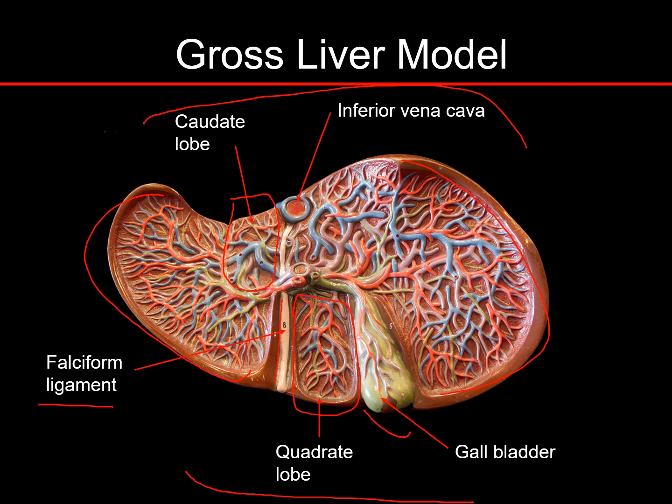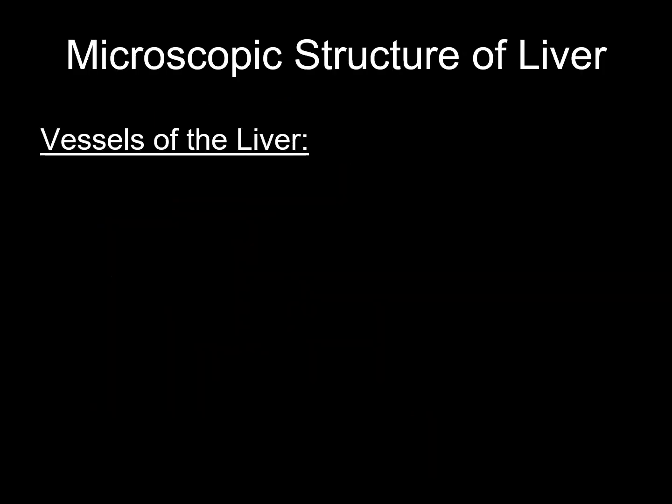So these 2 smaller lobes you can only appreciate on the inferior side. And we can also see the falciform ligament a little bit better. It's this white line structure. Okay? And the gallbladder sitting there as well, embedded near that right lobe.